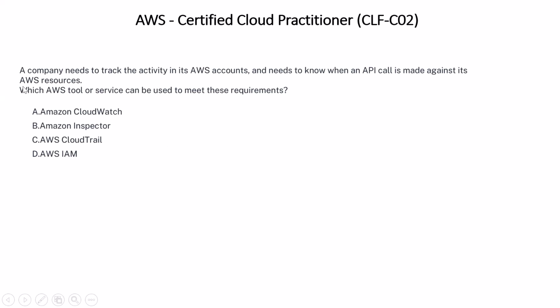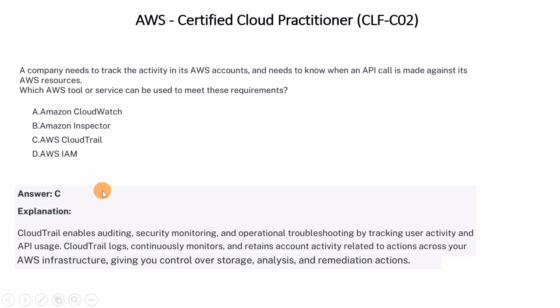Our first question. A company needs to track the activity in its AWS accounts and needs to know when an API call is made against its AWS resources. Which AWS tool or service can be used to meet these requirements? The options are option A, Amazon CloudWatch, option B, Amazon Inspector, option C, AWS CloudTrail, option D, AWS IAM. The correct answer is option C.